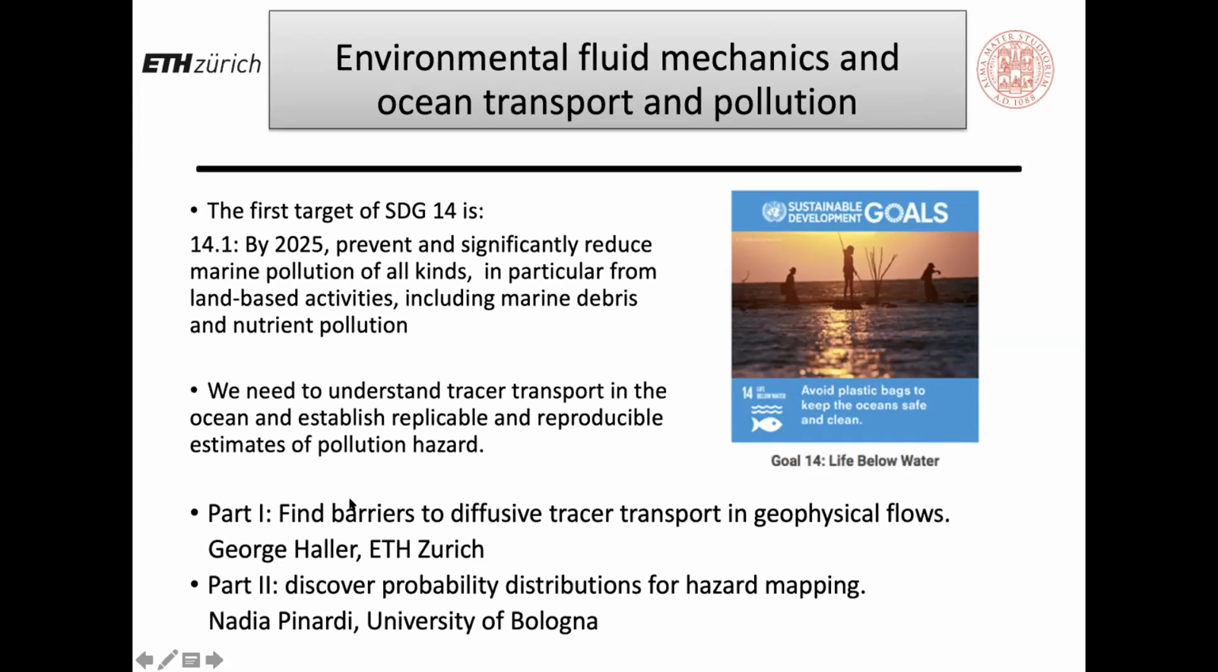And then I will show you part of my group's work, which is going into discovering probability distributions for hazard mapping. You know, we suffer in oceanography, and in hazard mapping for fluid flow transport, from extreme non-generic approaches. And so we thought several years ago that the correct approach would be to specify the correct probability distributions to be used. Okay, next please.